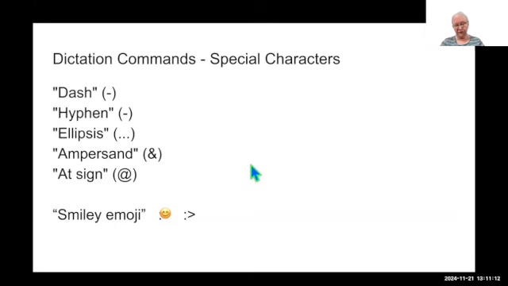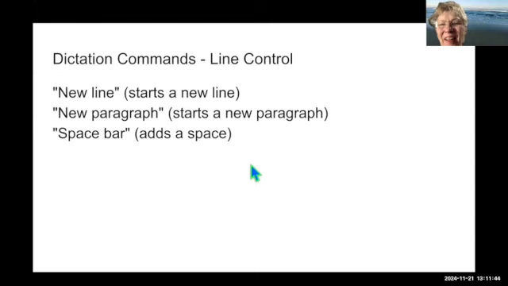The one that I find the trickiest are the emojis. They will come out in some apps correctly. I found occasionally in Word, it came out as the colon, the plain text version of it. I like the pretty one better. So to start a new line or a new paragraph or add a space, those are the normal commands.